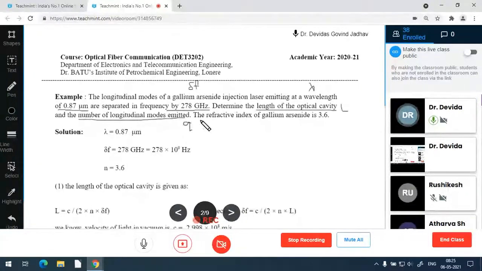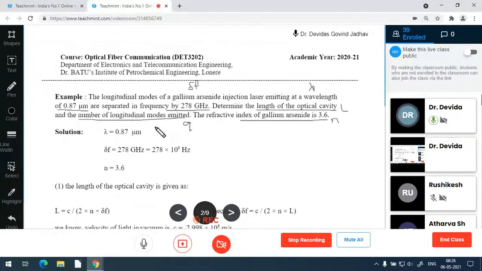The same problem is there, the very same numerical. Last time we were given L and we had to calculate Q as well as delta f. Here delta f is given, lambda is given, and the refractive index of gallium arsenide is given as 3.6. N is given. So out of these 1, 2, 3, 4, 5, we are given 3 and we have to calculate the remaining 2. Last time also, out of these 5, 3 were given and we calculated Q and delta f.